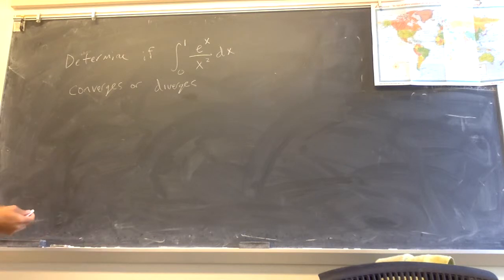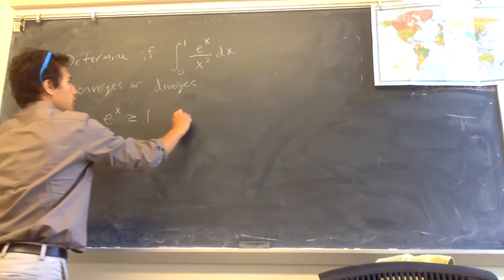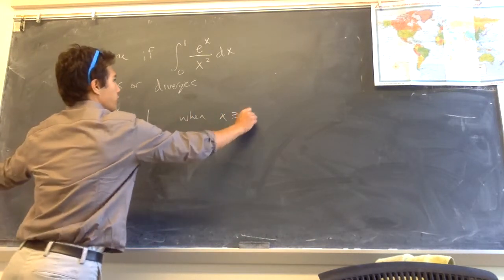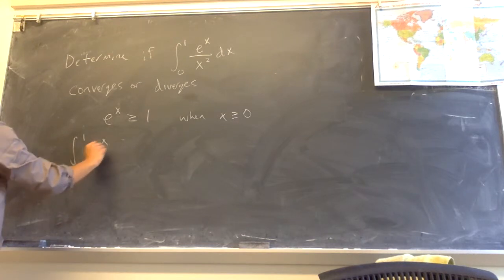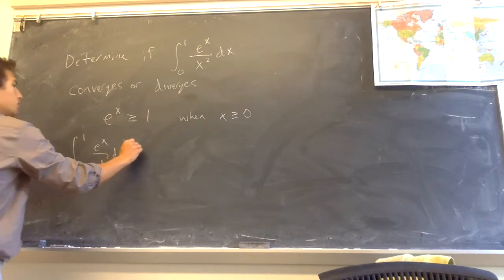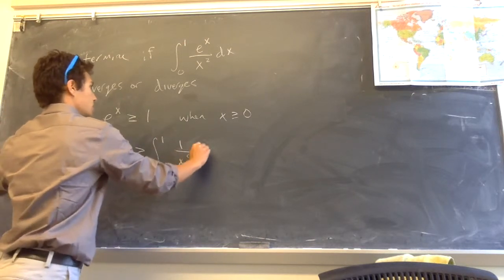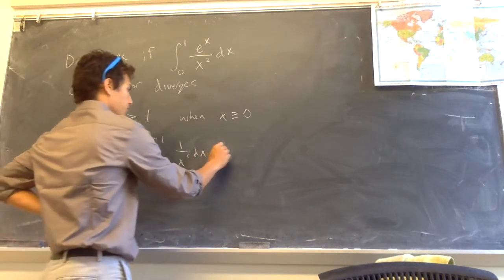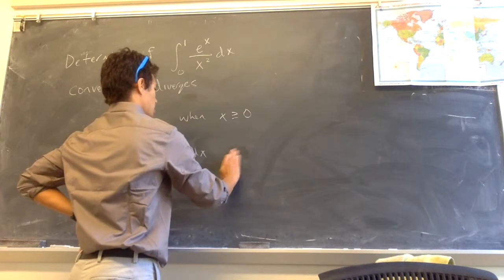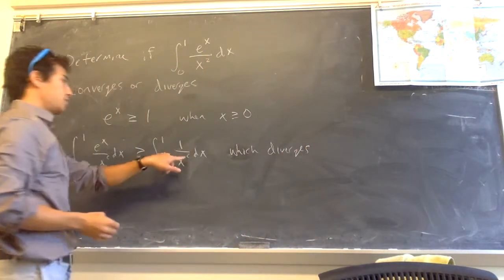So the key is to notice that e to the x is bigger than or equal to 1 whenever x is bigger than or equal to 0. And so now we can use the comparison test to say that the integral from 0 to 1 of e to the x over x squared dx is bigger than or equal to the integral from 0 to 1 of 1 over x squared dx, because e to the x is bigger than 1. And this integral diverges, which diverges by the p-test, because p is 2 here.